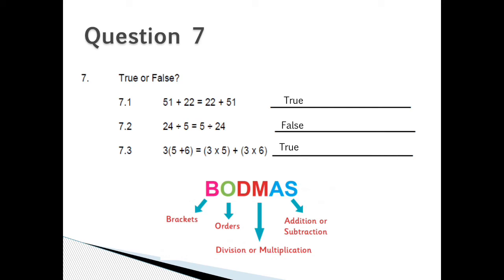7.1. 51 plus 22 is equal to 22 plus 51. This is true. 24 divided by 5 is equal to 5 divided by 24. This is false. 3 brackets 5 plus 6 is equal to 3 times 5 plus 3 times 6 is true.